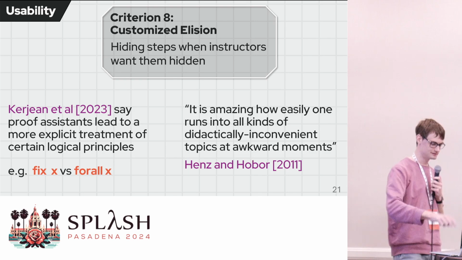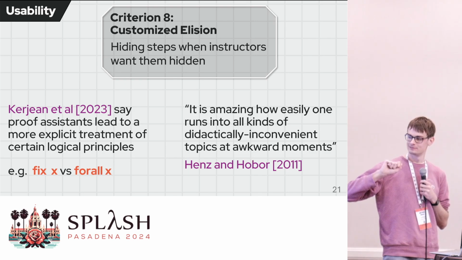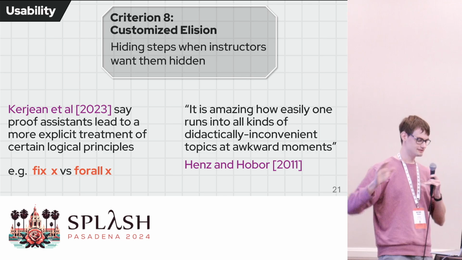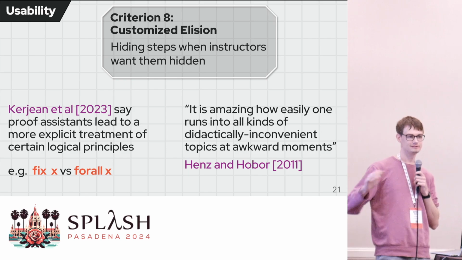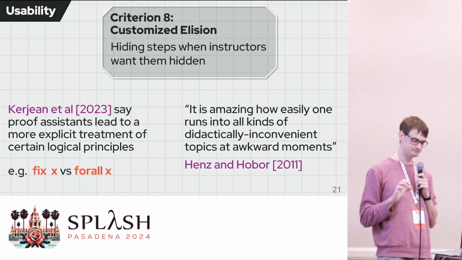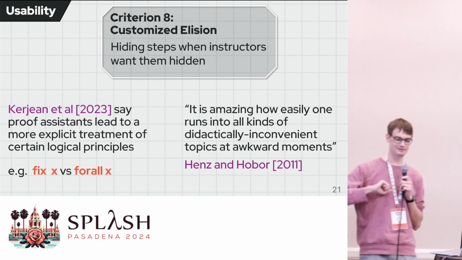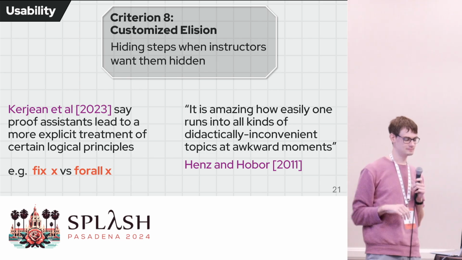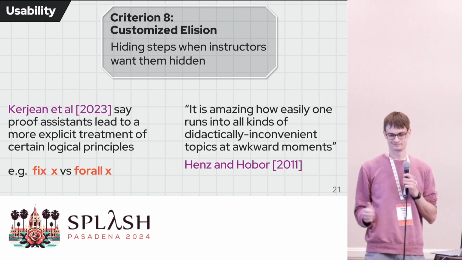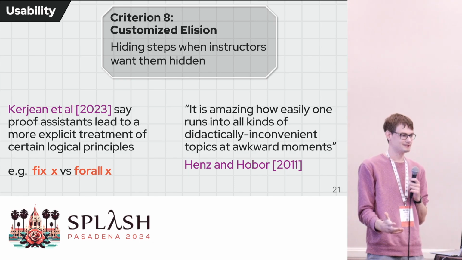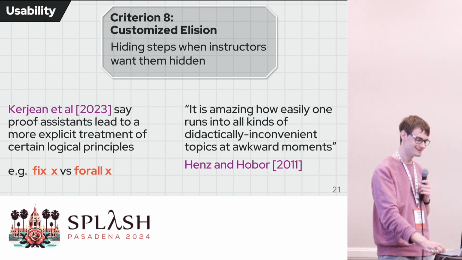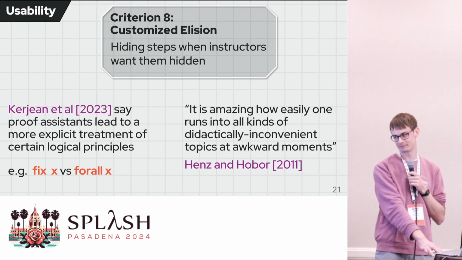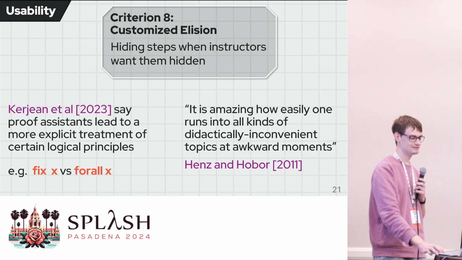And then, one particular example Kojin et al. pointed out is that it makes the distinction between a proof and a proposition really clear, which can sometimes get obscured. But on the flip side, this extra verbosity does sometimes mean you have to talk about details that you would normally skip over. I like the phrase "didactically inconvenient topics at awkward moments" that Hans and Hobo used. But yes.